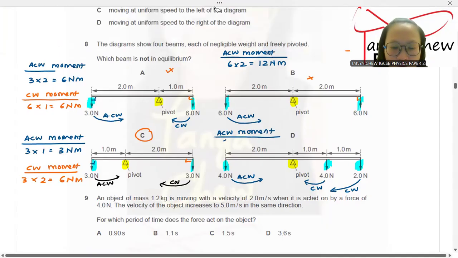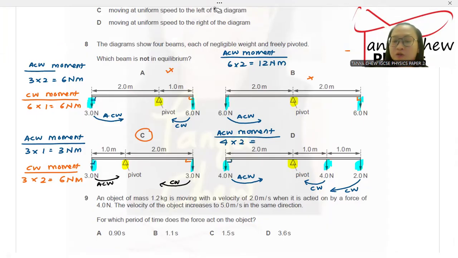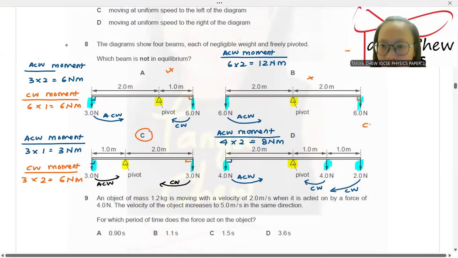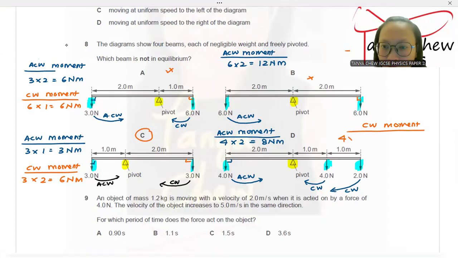Okay, which is 4 multiplied by 2. So the perpendicular distance from the 4 Newton to the pivot is 2 meter. So I get 8 Newton meter. And on the right-hand side, the clockwise moment: by 4 Newton first, the perpendicular distance between the 4 Newton and the pivot is 1 meter, plus 2 Newton is the force, the perpendicular distance between the 2 Newton and the pivot is 2 meter. So it is 4 plus 4, which is equal to 8 Newton meter.